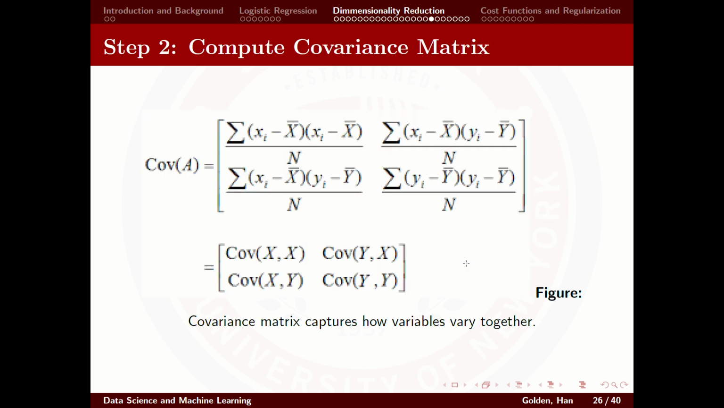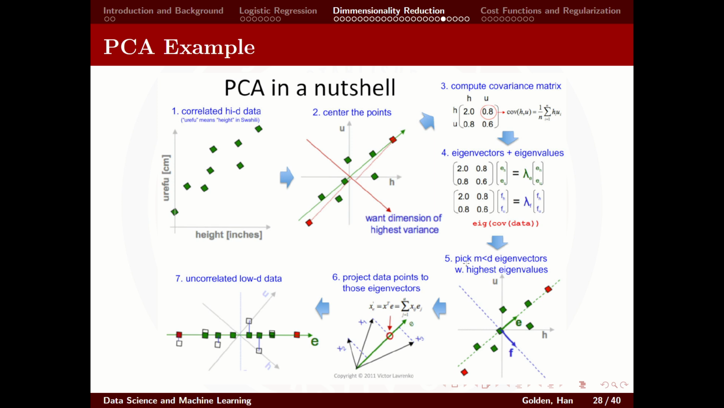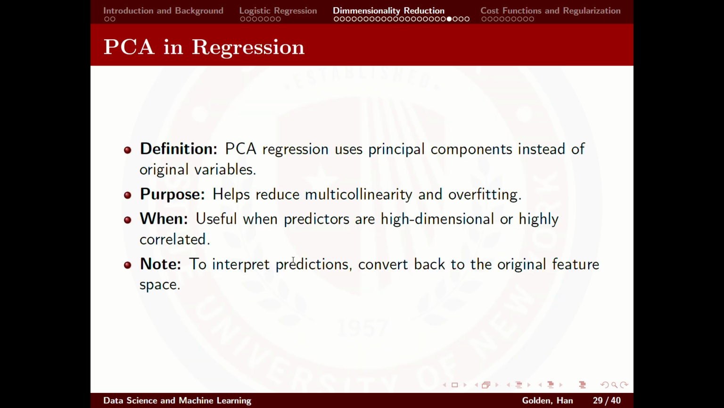You take the covariance matrix, which captures how variables vary together. You perform eigendecomposition of the covariance matrix. You sort the eigenvectors by their corresponding eigenvalues. Eigenvectors with the highest eigenvalues capture the most variance, and for non-square matrices, you can use SVD. So you have correlated high-dimensional data. You center the points. You compute the covariance matrix. You take the eigenvectors and eigenvalues. You pick the eigenvectors with the highest eigenvalues. You project the data on those eigenvectors. And then you have uncorrelated low-dimensional data.